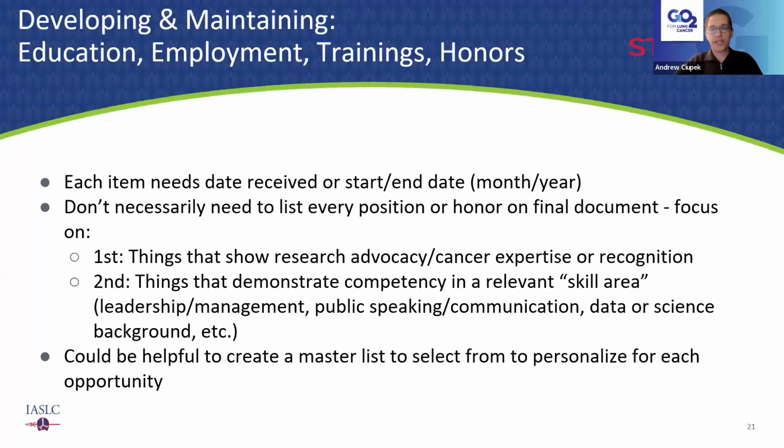But you want to be able to pick and choose things that are relevant to the specific opportunity you're applying for. So I recommend it can be helpful to create a master list to select from to personalize for each opportunity. A lot of times it can be really daunting if you jump right to writing the CV or the Biosketch. And it can be helpful just to start with some of these lists first and try to get together all the things that might go into the section. You can go to the next slide.